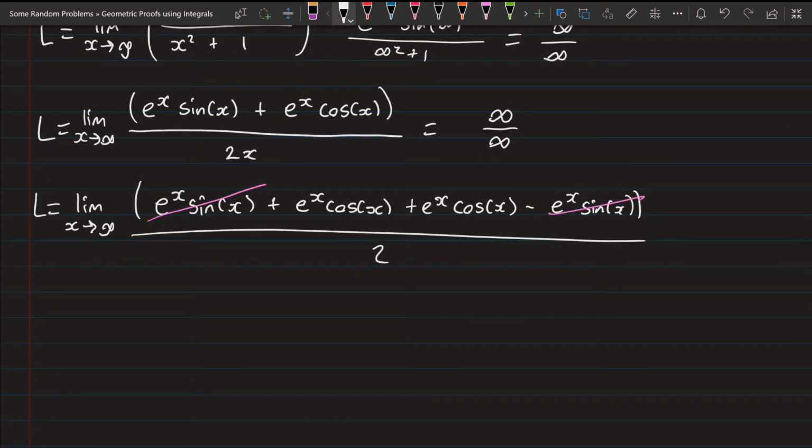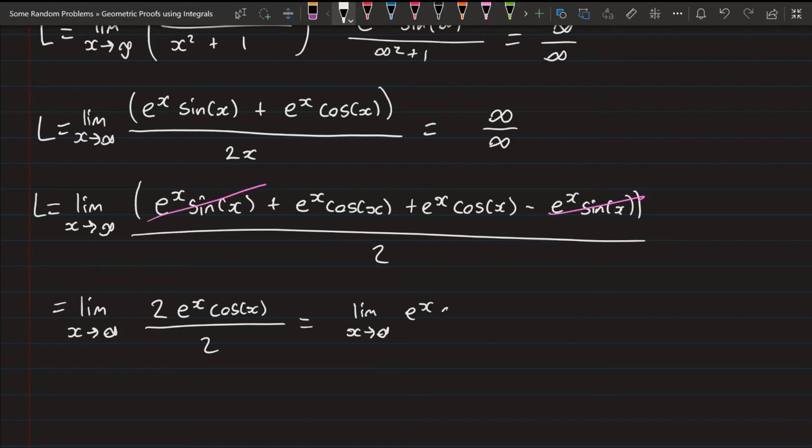And finally, we get the limit as x tends to infinity of 2 multiplied by e to the x cosine of x divided by 2. So we get the limit as x tends to infinity of e to the x cosine of x.